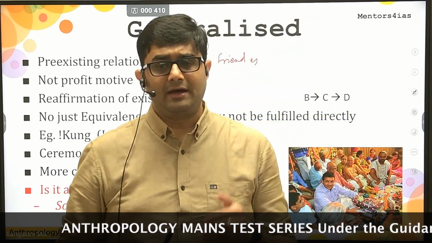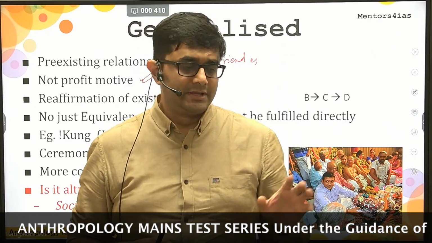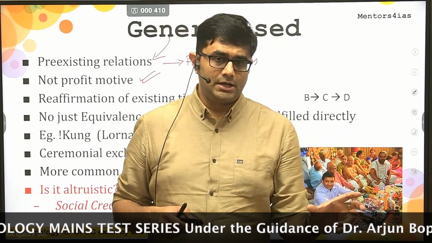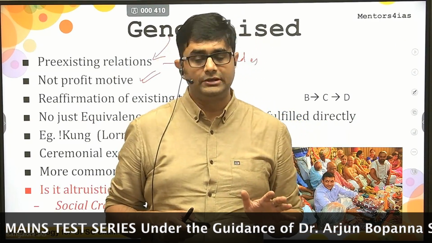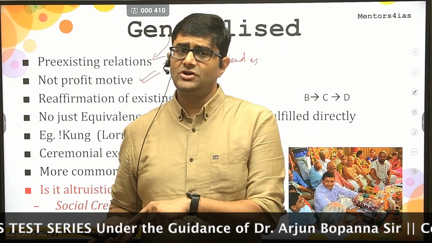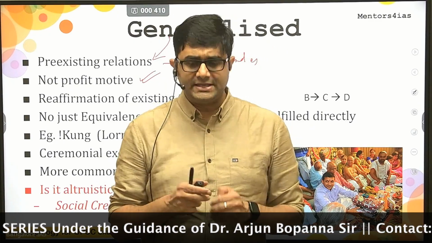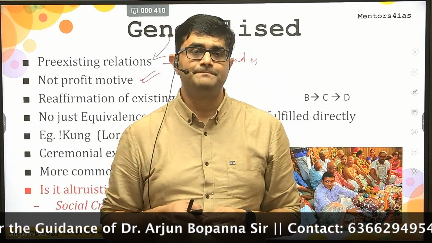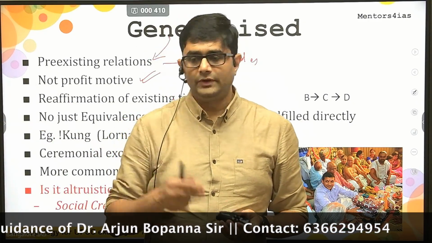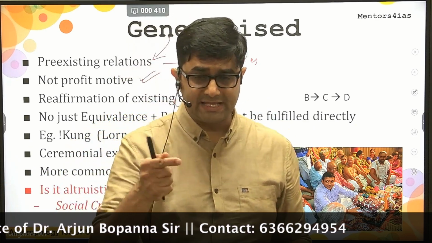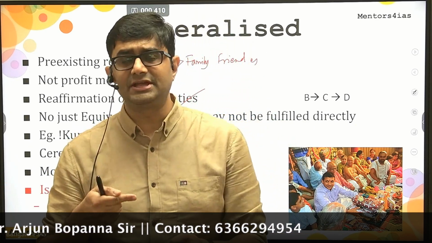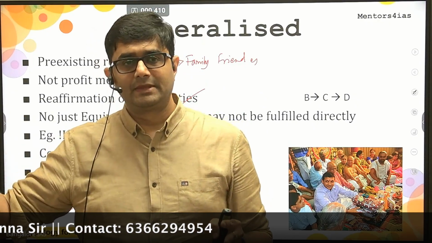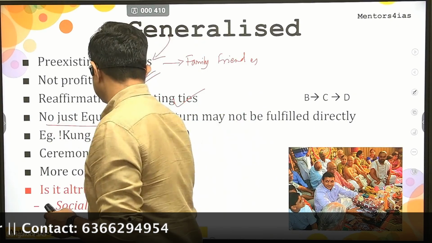The second thing you can appreciate from the example that I gave you is that there is exchange between the grandmother and the grandchildren. The grandchildren do not give anything in return. Let's say in the future, when the grandchildren grow up, they give gifts to their children, and so on and so forth. So it continues. There is no actual transactional exchange between A and B. A gives to B, B gives to C, C gives to D. That is known as no just equivalence.